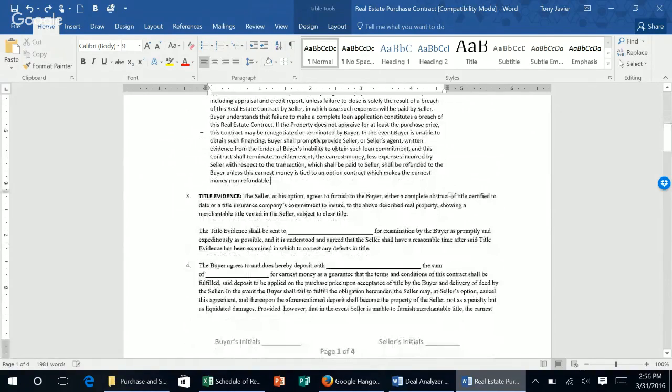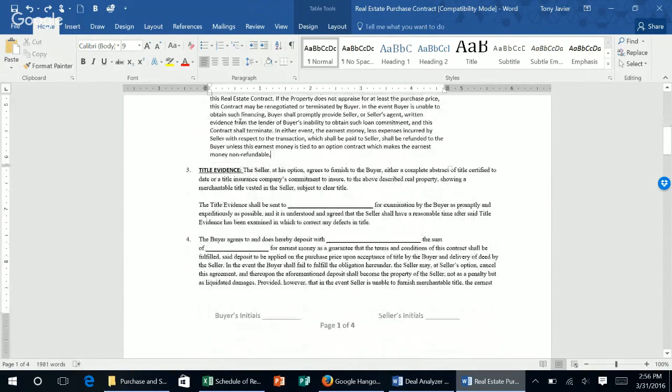Title evidence just says that you're going to get title evidence showing that the title is clear. And for those of you who don't know what title is, title basically is attached to the property and says whether there's any loans, liens, encumbrances, mechanics liens, taxes that the person owes, and many other things that can show that allows or doesn't allow someone to sell a property.